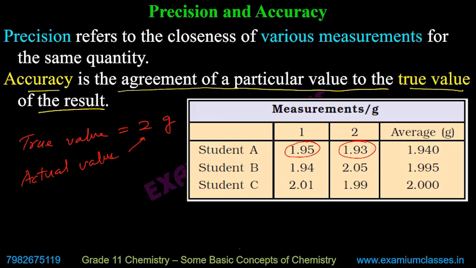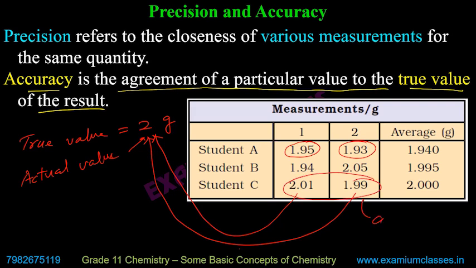Why am I saying so? Because I have the readings of C also. If I consider C, it is very close to 2, 1.99 also very close to 2. So it means these readings are accurate. And at the same time, these readings are close to each other also. 2.01 and 1.99, these are very close to each other, not much difference. If you see others, for example, this one, B, has a huge difference in the reading. So it is precise also.